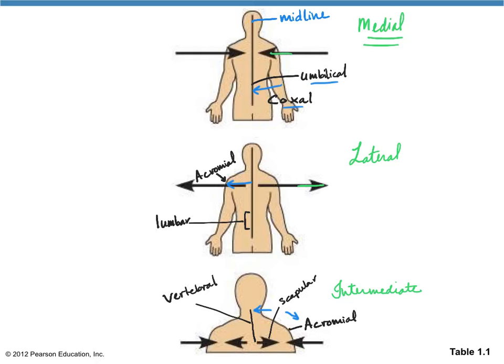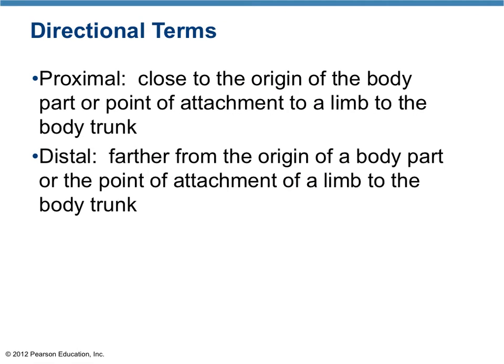Our next two terms are proximal and distal. Proximal and distal both refer to the limbs. So you're not going to use proximal and distal to describe where something is on the trunk of the body or on the head, but you will use them to describe where something is relative to each other on your arms or your legs. Proximal means that something is close to the origin of the body part or point of attachment of the limb to the body trunk.